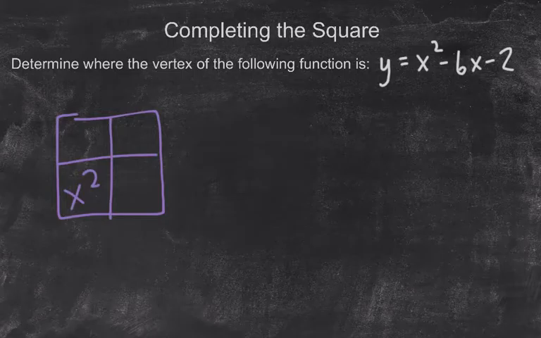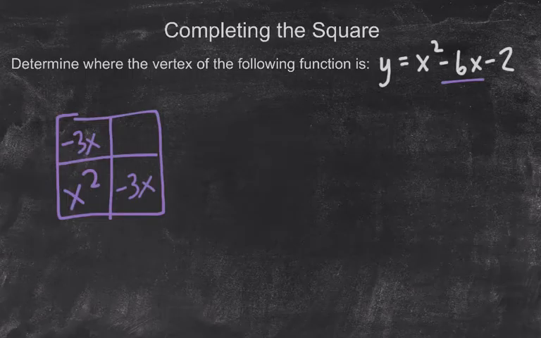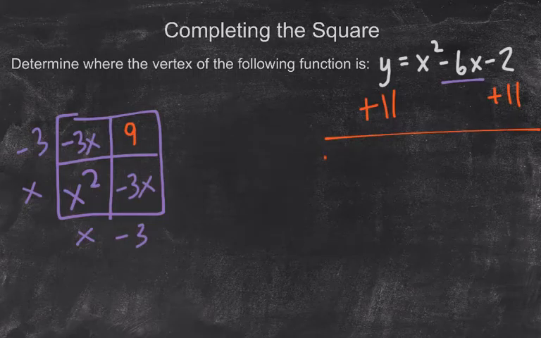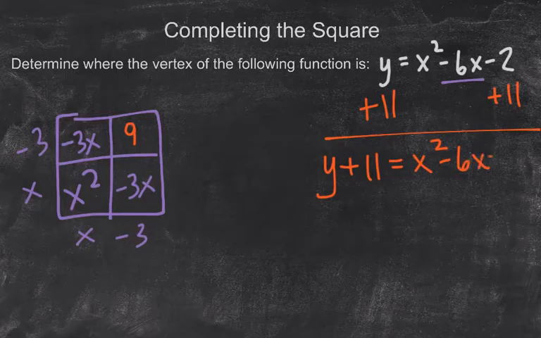I've got an x squared. I know that I've got 6 negative x tiles, and so I want to put half of them above and half of them to the right of the x squared, so that the base length is x minus 3 and the height length is x minus 3. So what this shows me is that I need 9 unit tiles to complete my square, but I only have -2. So I'm going to add 11 units to both sides of my equation to keep it balanced. And I'll get y plus 11 equals x squared minus 6x plus 9.